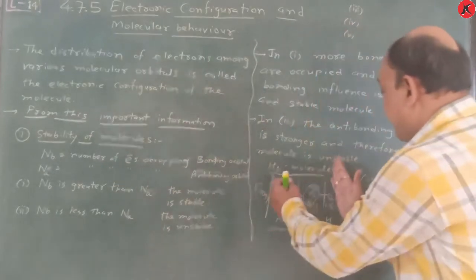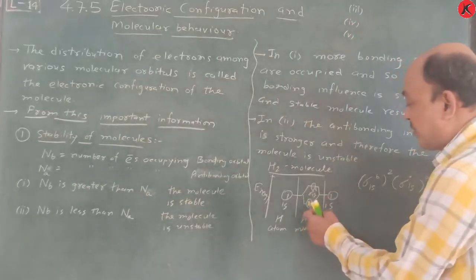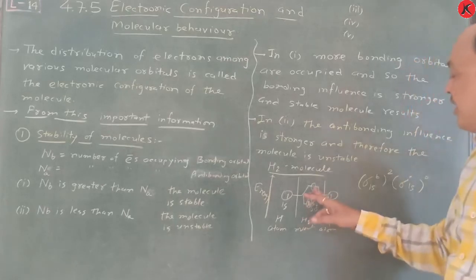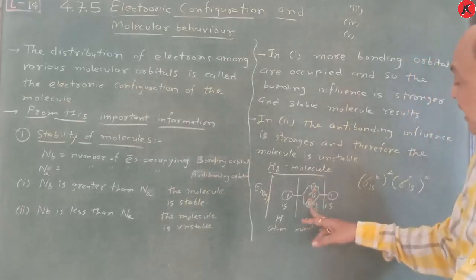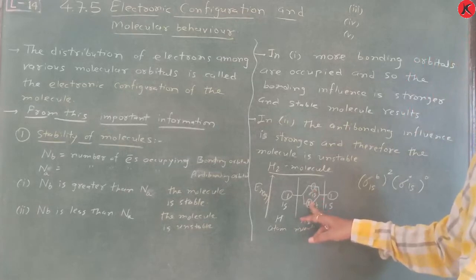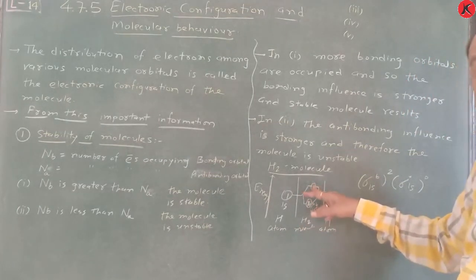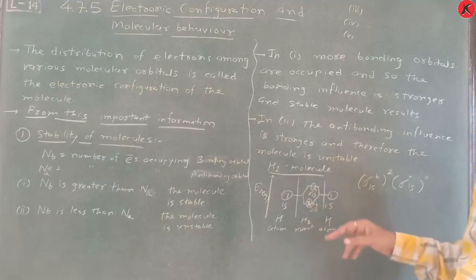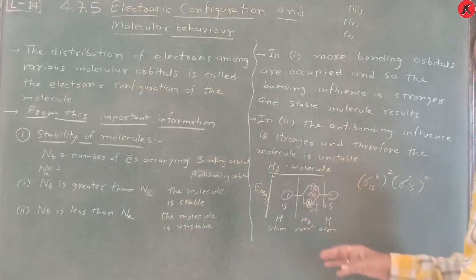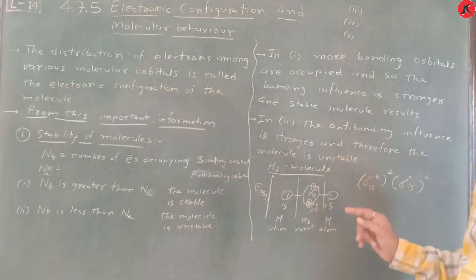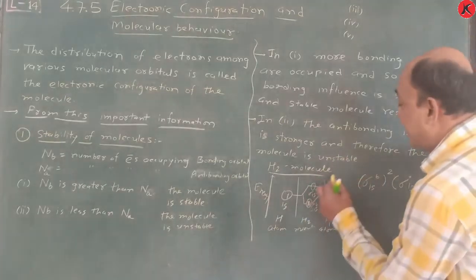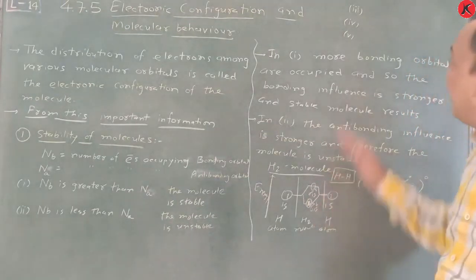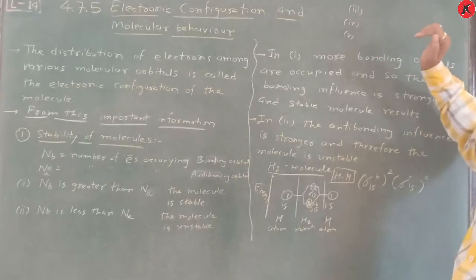Here we have sigma 1s bonding and sigma star 1s anti-bonding. Two electrons are in the bonding orbital and 0 electrons in the anti-bonding orbital, so this is Nb and this is Na. So (2 minus 0) divided by 2 is nothing but the bond order, which we will learn later on, and that's why we can say a single bond is present between the hydrogen atoms. We will explain that later.